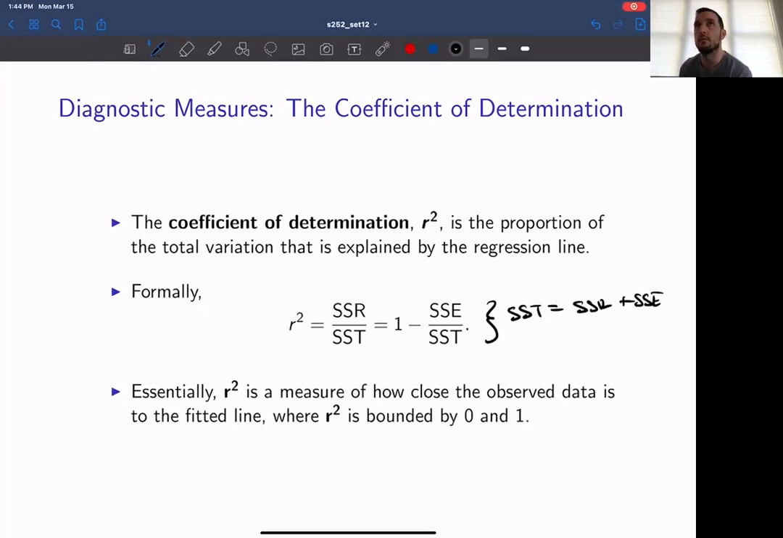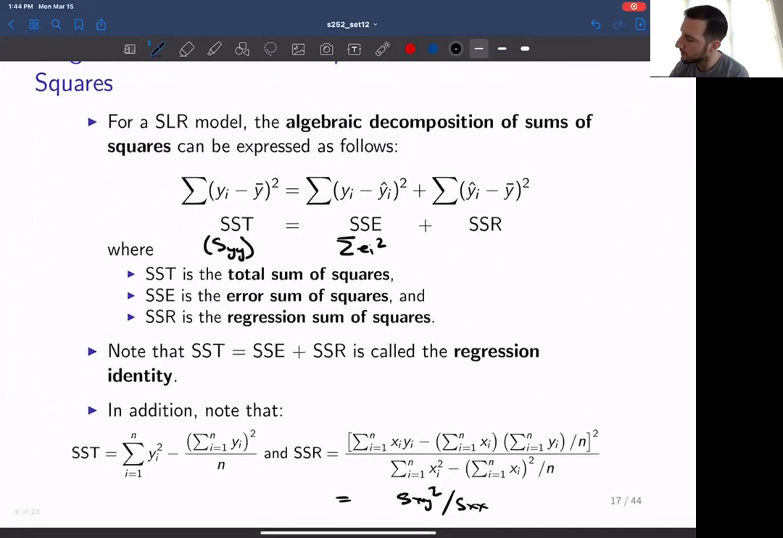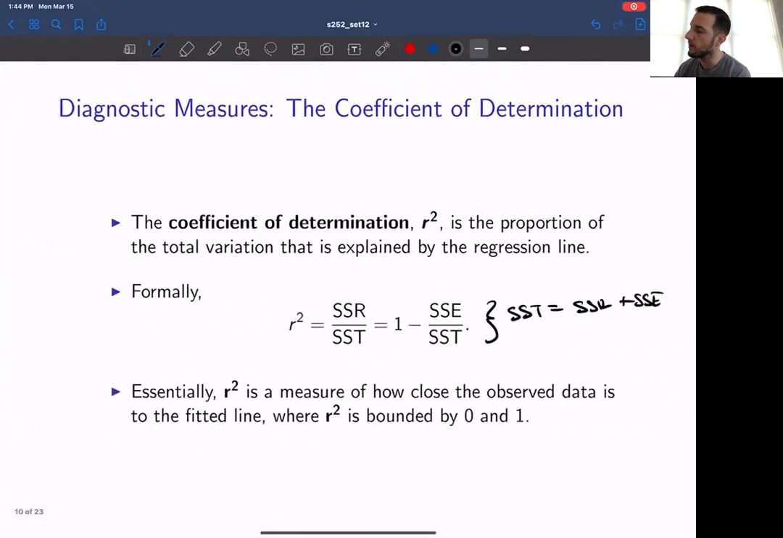So it's equivalent to SXY squared over SXX. Right, so R squared is simply a ratio of SSR to the total variation in Y. So it's basically just measuring the proportion of Y that's explained by the fitted regression line. Naturally, you can see based off of the decomposition that it has to exist between 0 and 1.